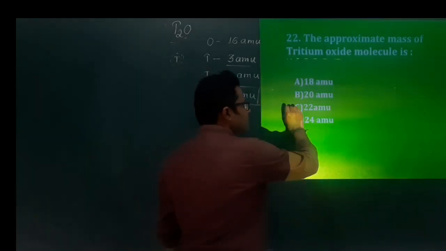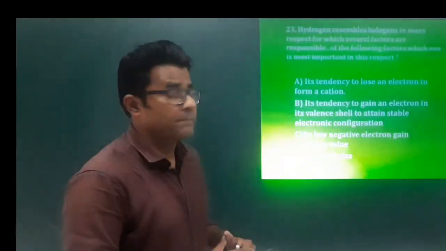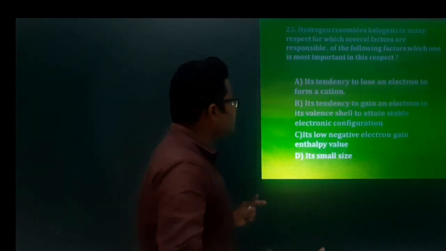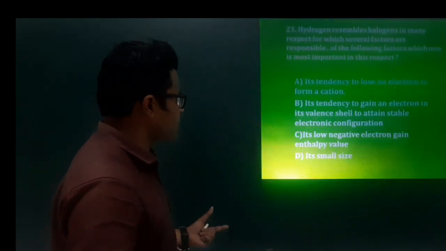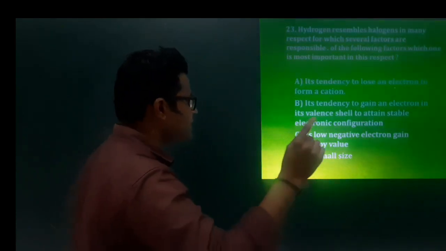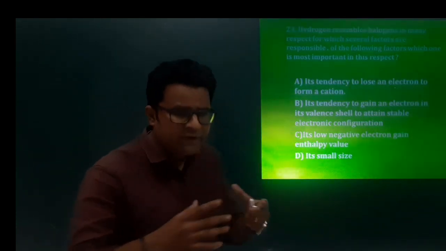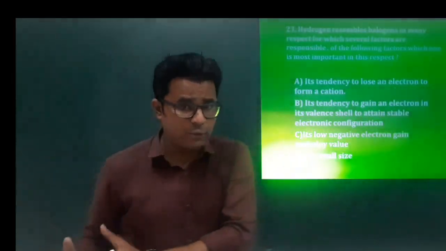Right? So the answer is 22 AMU. Towards question number 23: Hydrogen resembles halogen in many respects, for which several factors are responsible, of which the following factor is most important in this respect. That means there are many factors which help in the resemblance of hydrogen with the halogens.